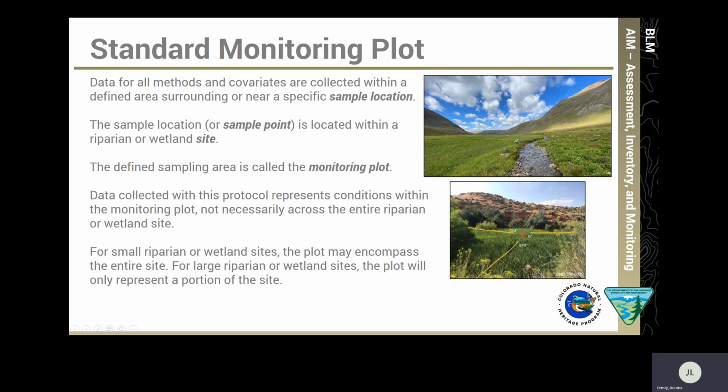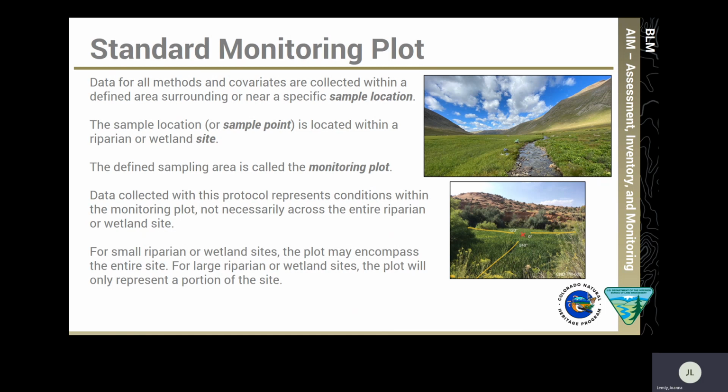The final few slides in this presentation cover elements of Section 2 of the protocol, titled How to Use this Protocol, which starts on page 19. The first element is the standard monitoring plot. Data for all methods and covariates are collected within a defined area surrounding or near a specific sample location, which is a set of spatial coordinates selected in advance using an appropriate sample design, as explained earlier. The sample location, sometimes called a sample point, should be located within or near a riparian or wetland site. The defined sampling area is called the monitoring plot.